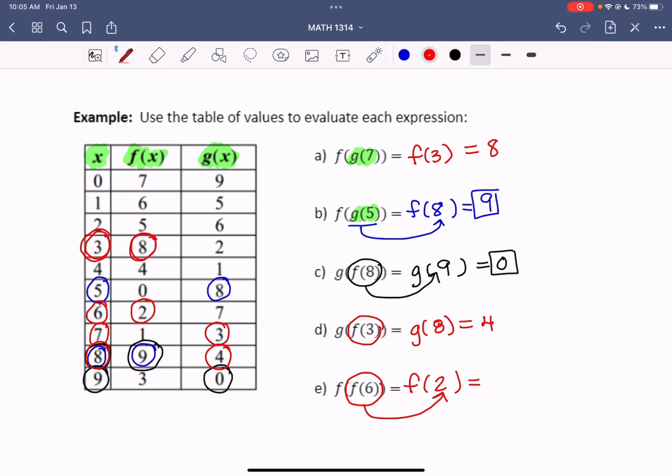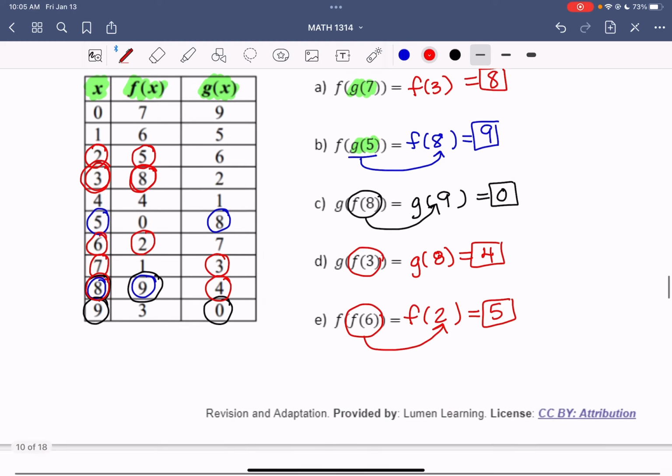Then you're going to evaluate what you have written down now. So now I'm starting with 2. I'm going to move to f, which gives me 5. So this one just didn't utilize the g column, but that's fine. So don't let the notation confuse you. Follow your steps. So this is how we can work and kind of start into compositions of functions when we're giving just a table.